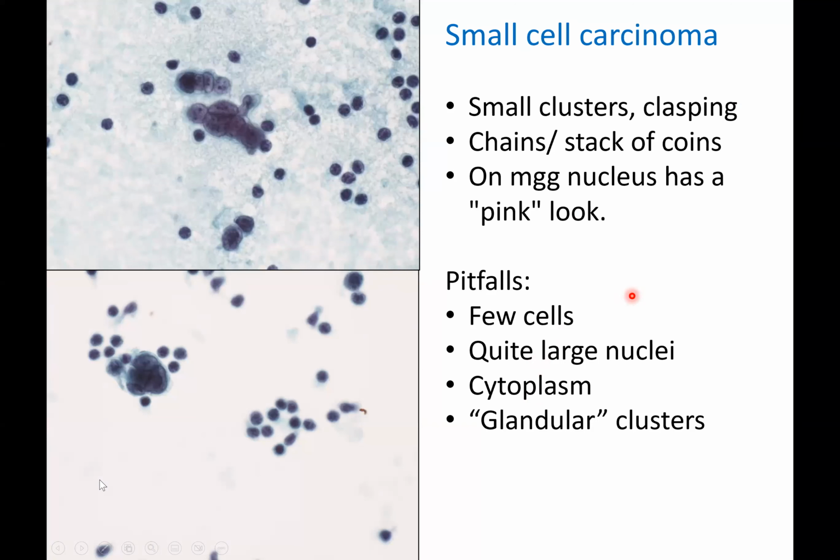This is a case of small cell carcinoma. This time it's not metastatic breast carcinoma. The small clusters are rather clasping with chains and a stack of coin-like appearance. As I mentioned, on a Giemsa, the nuclei can have a sort of pinkish look. Small cells are often a pitfall, partly because there can be only a few cells, and the nuclei are sometimes much larger than you would expect. The cells can also have a reasonable amount of cytoplasm and can form these glandular clusters, as well as having small nucleoli.